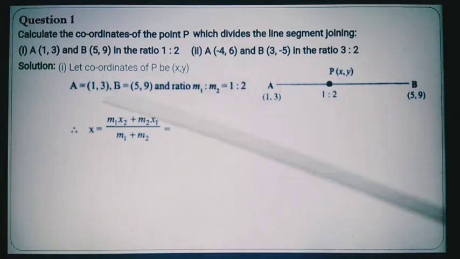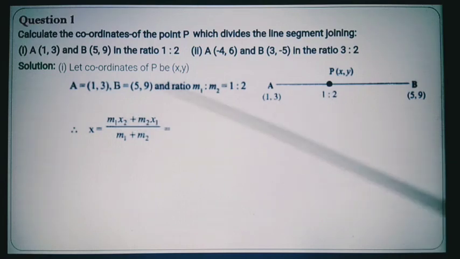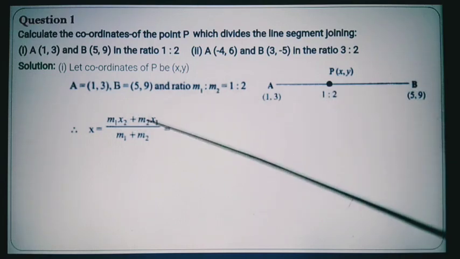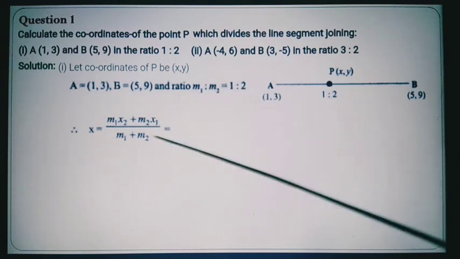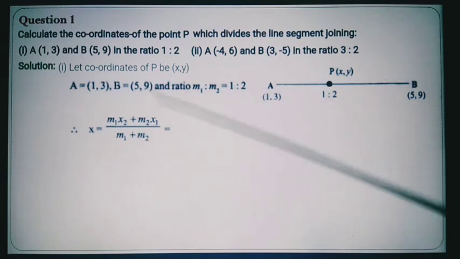So what is the value of m1? The value of m1 is 1. What is x2? x2 is 5, right? So m2 is 2 and x1 is 1. Please remember this. So m1 and m2 we already know. So let us put the values.